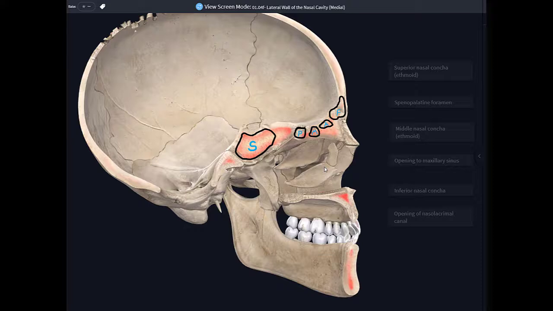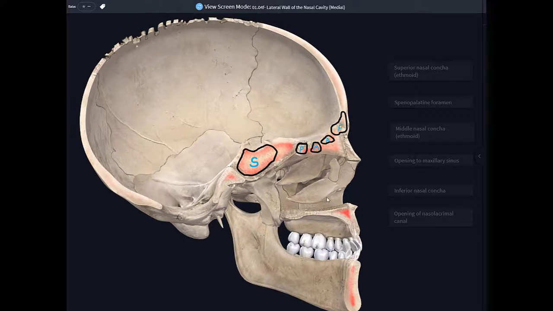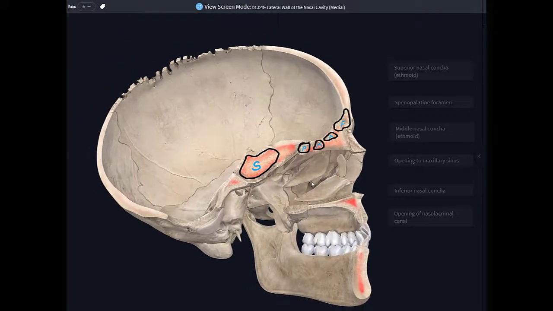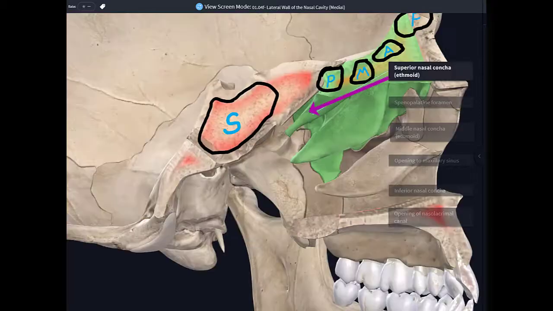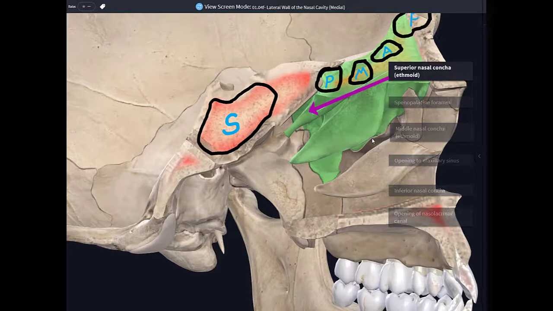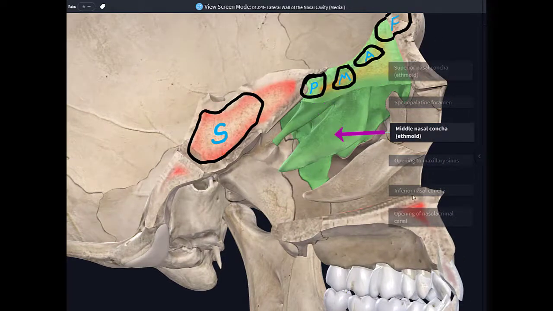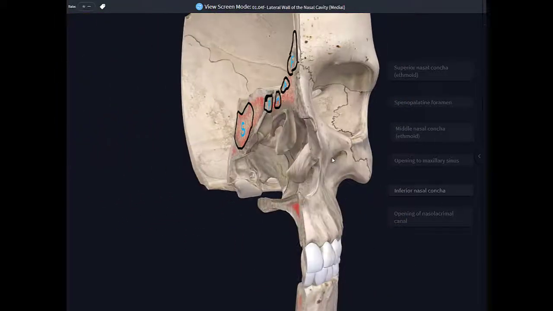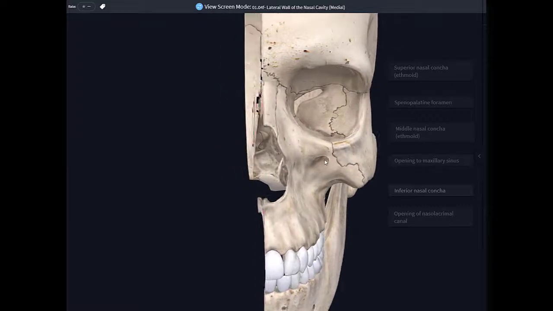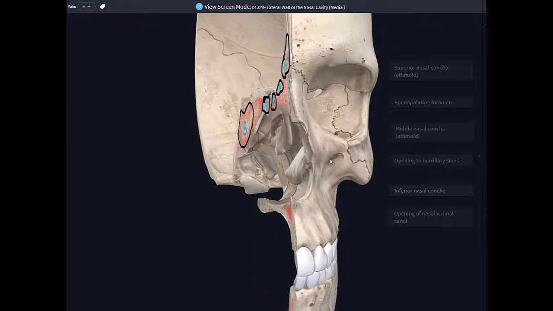The lateral wall of the nasal cavity is fairly uneven because of the nasal conchae, which are these bony shelves that protrude into the nasal cavity. You have a superior nasal concha right up here. You have a middle nasal concha, and you have an inferior nasal concha. So these are obviously three elevations that project into the nasal cavity a little bit like scrolls.